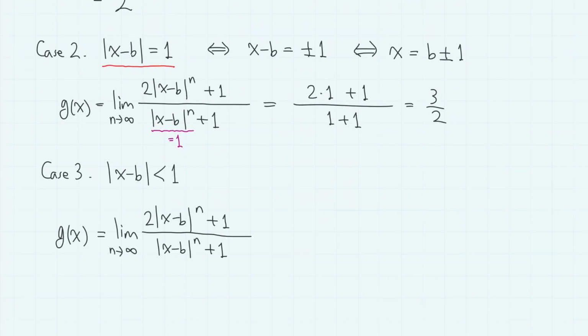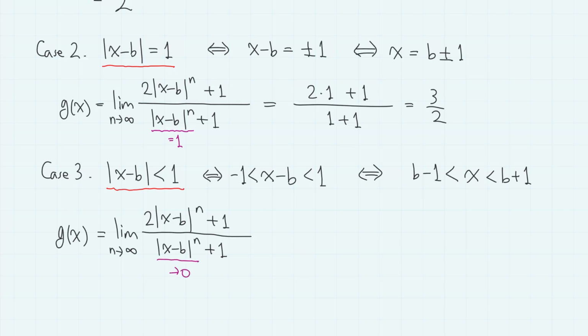And the final case, absolute value of x minus b is less than 1, which is equivalent to x minus b is greater than negative 1 and less than 1, which is equivalent to x is greater than b minus 1 and less than b plus 1. In this case, this part goes to 0. So we have (2 times 0 plus 1) divided by (0 plus 1), hence just 1.